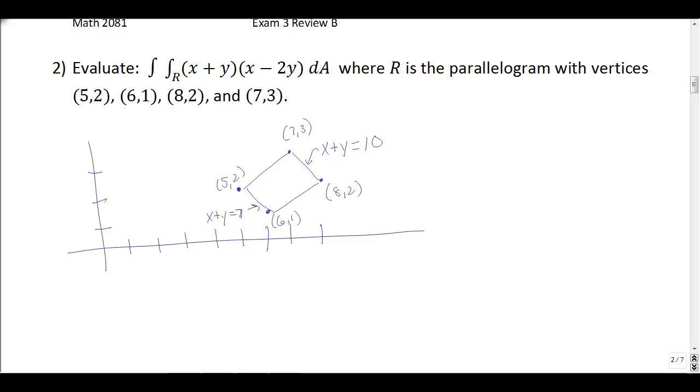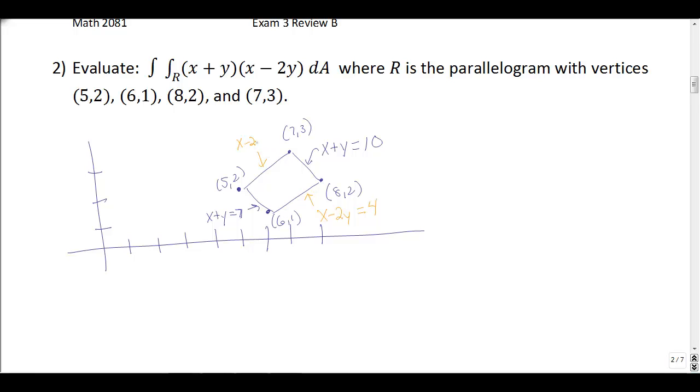Okay, our other two sides. So here, let's see, change in y over change in x. We get 2 minus 1 is 1, 8 minus 6 is 2. That's a slope of 1/2. So that means y changes by 1 for every 2 that x changes. So I should get something like x minus 2y should be a constant. So 6 minus 2, that's 4. 8 minus 2 times 2, that's 8 minus 4. That's also 4. So I get x minus 2y equals 4 on this bottom right side.